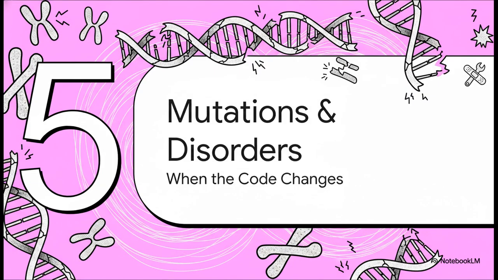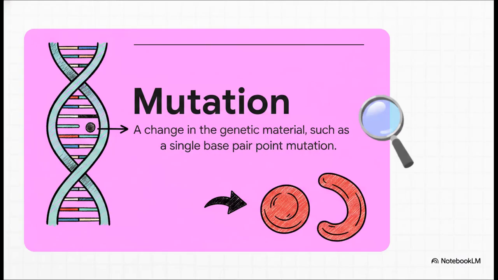Finally, we've reached Section 5, mutations and genetic disorders. We understand the code, we know how it moves, but what happens when the very structure of this code changes or breaks? Well, this brings us to mutation. Fundamentally, a mutation is just a change in the genetic material, and sometimes it is astonishingly small. Like, a point mutation is a change in just one single base pair in the DNA strand. But that microscopically tiny change can have massive physiological consequences.